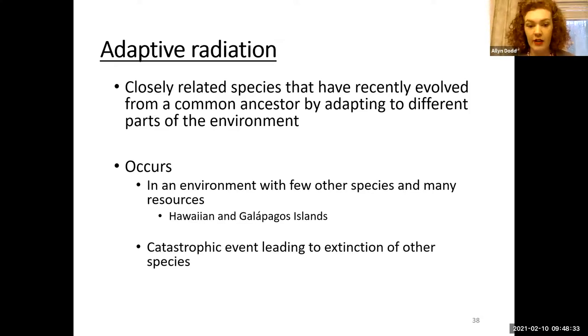Or you could have a catastrophic event leading to the extinction of other species. So you're like, wow, everybody died, except me. And so there's lots of resources in that way.